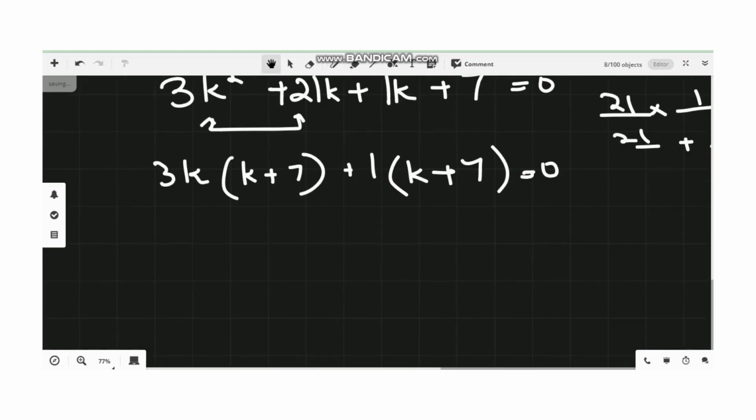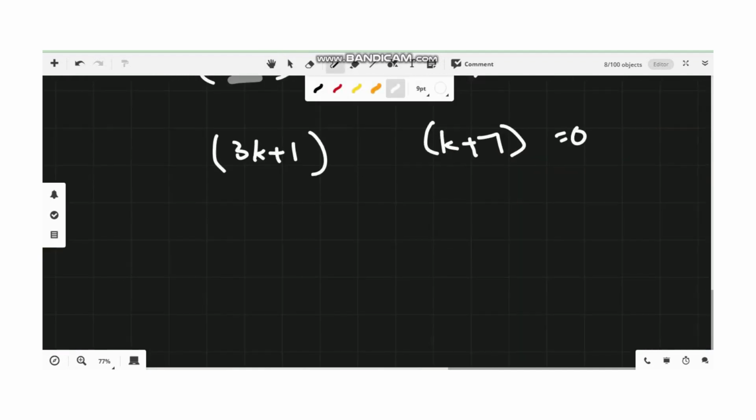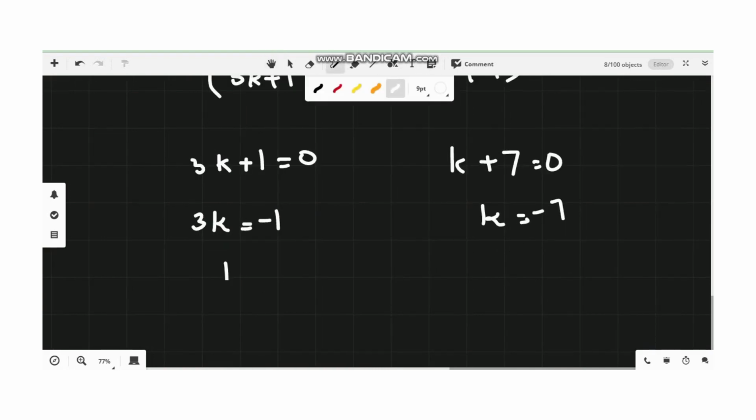After that, you will see that we got the same term inside, so we are going to write here k plus 7 and 3k plus 1. So we got these two factors. These are the factors of it. If we need to figure out the value of the variable, we make them both equal to 0. So 3k plus 1 equals 0, and k plus 7 equals 0. So 3k equals negative 1, and k equals negative 7. So k equals negative 1/3, because 3 is multiplying here, you divide both sides by 3, and the 3 cancels out, so you get 1/3.